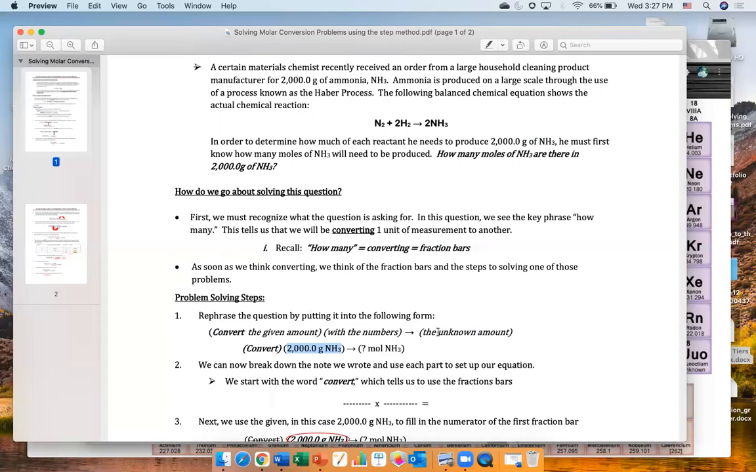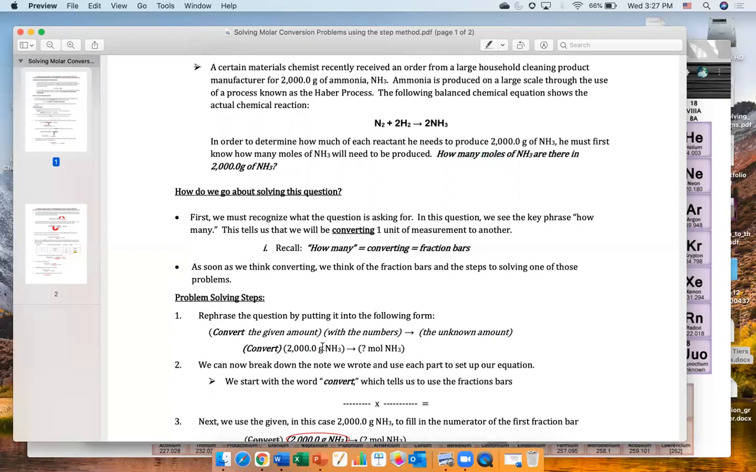And then lastly, I need to know what I do want. So I don't want my unit to be measured in grams, but what do I want my unit to be measured in? So this is where I go back to the question and I find my convert, or I find my how many. So in this case, what the question is asking is moles. So that's what I'm going to put at the end.